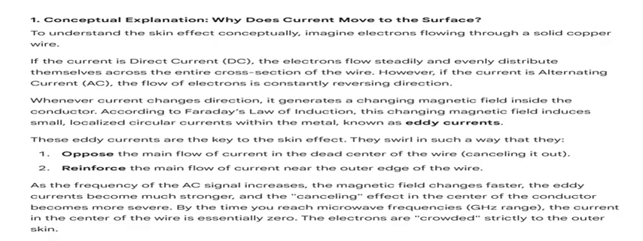As the frequency of the AC signal increases, the magnetic field changes faster, the eddy currents become much stronger, and the canceling effect in the center of the conductor becomes more severe. By the time you reach microwave frequencies, the gigahertz range, the current in the center of the wire is essentially zero. The electrons are crowded strictly to the outer skin.